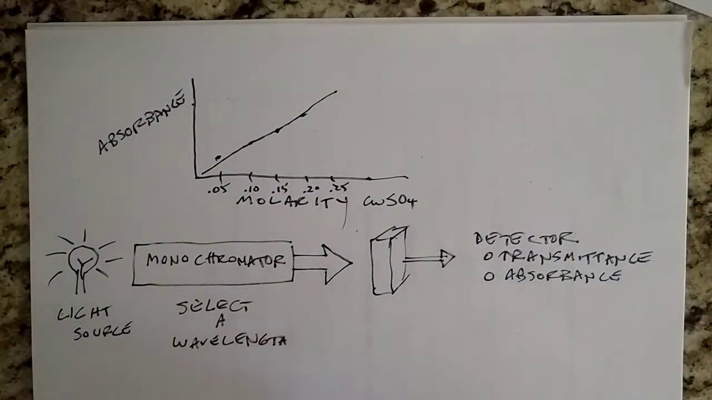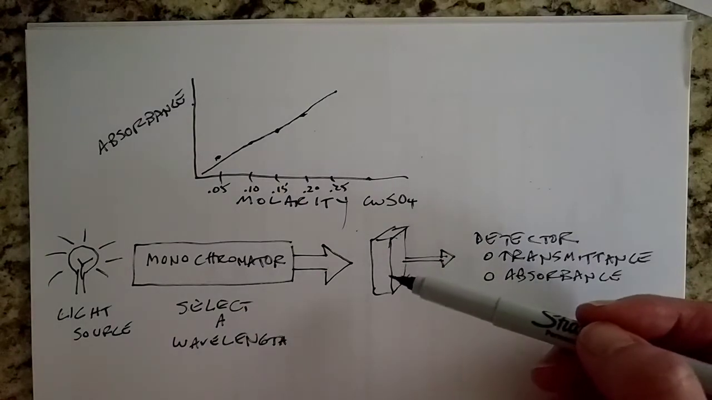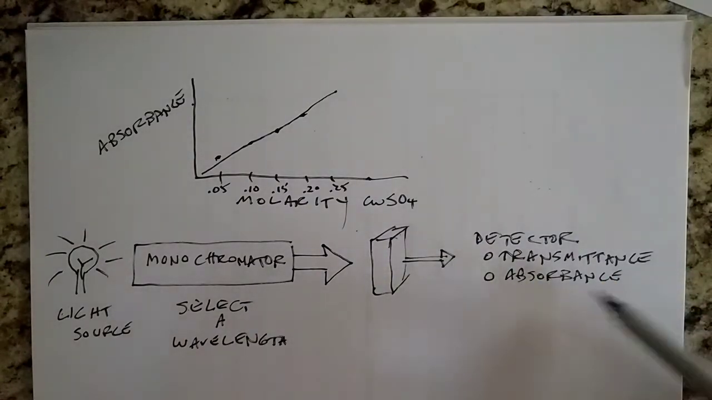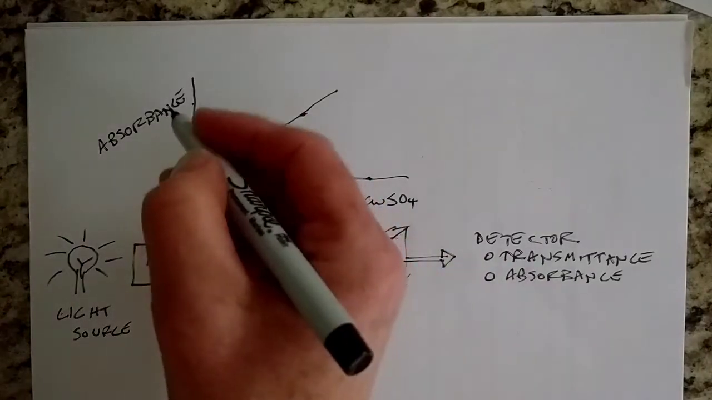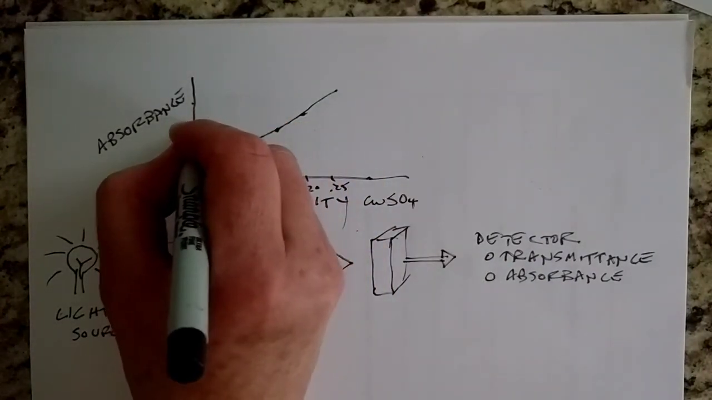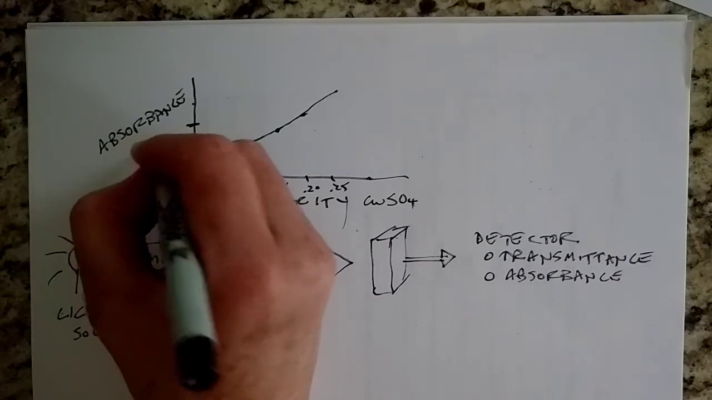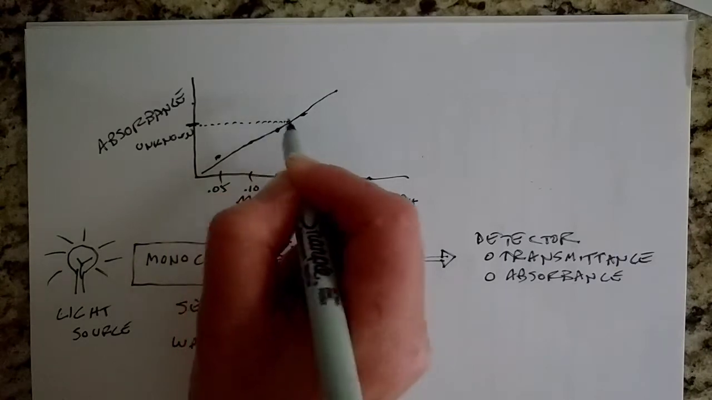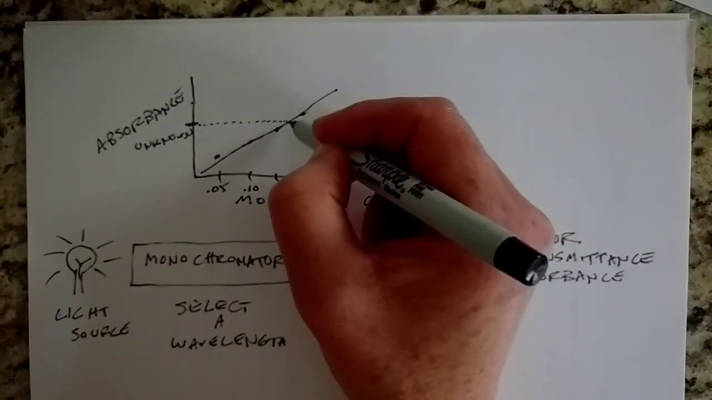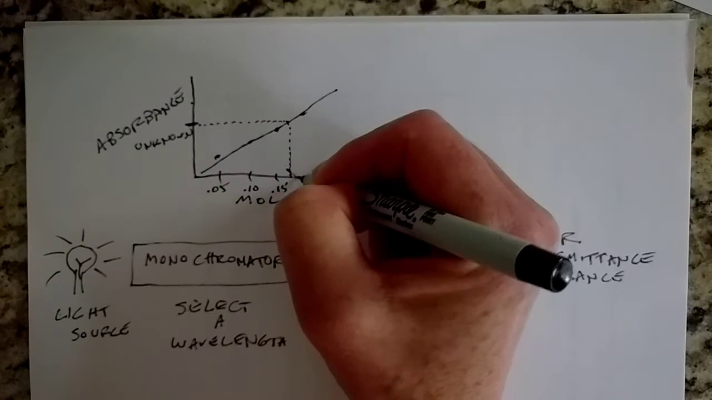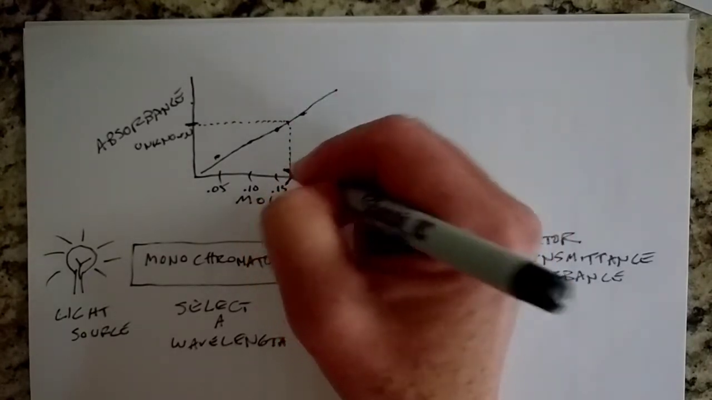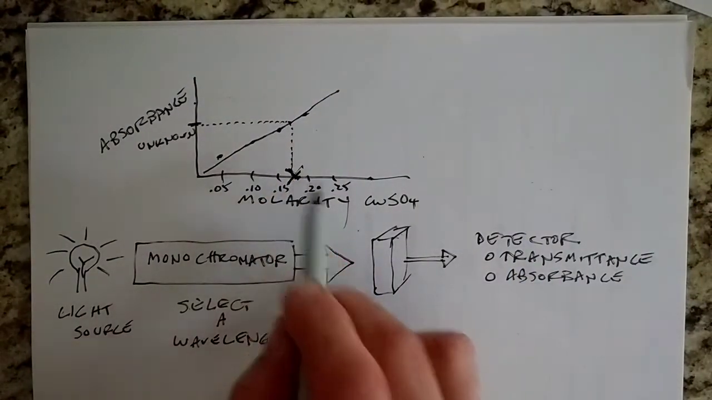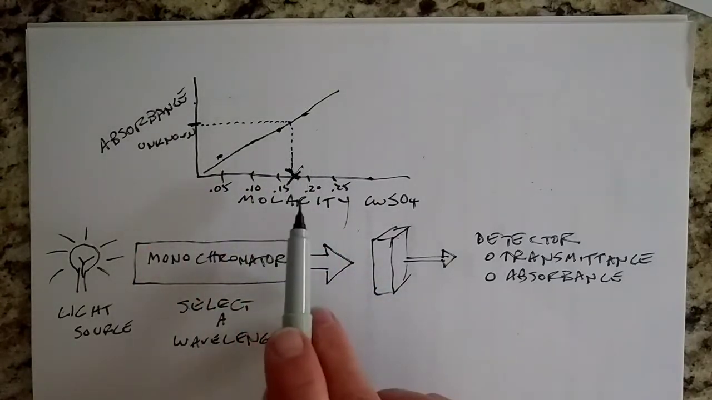Okay, so now we take our unknown sample, I'm trying to figure out the molarity, empty this out, put in some of our unknown, see what the absorbance is, get the absorbance of our unknown. So maybe it's right here, so this is our unknown. And we just draw a straight line over to the graph, to the straight line, go down, and that is the molarity of our unknown. So that's what the student wants to do.